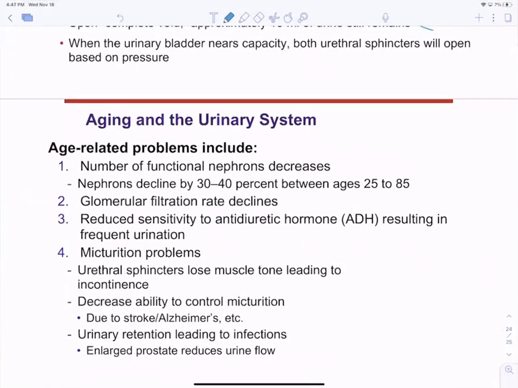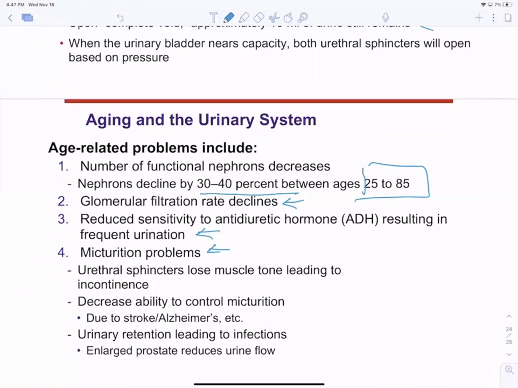Age-related problems, oh God, number of functional nephrons decrease. So nephrons decline by 30 to 40% between the ages of 25 and 85. Now, that's a 60-year span, so it's not a short span. But that's a lot of decrease in blood filtration ability, and as well as the glomerular filtration rate declines. So in the glomerulus and the nephron, there's a reduced sensitivity to antidiuretic hormone, and so older people tend to urinate out more liquid.